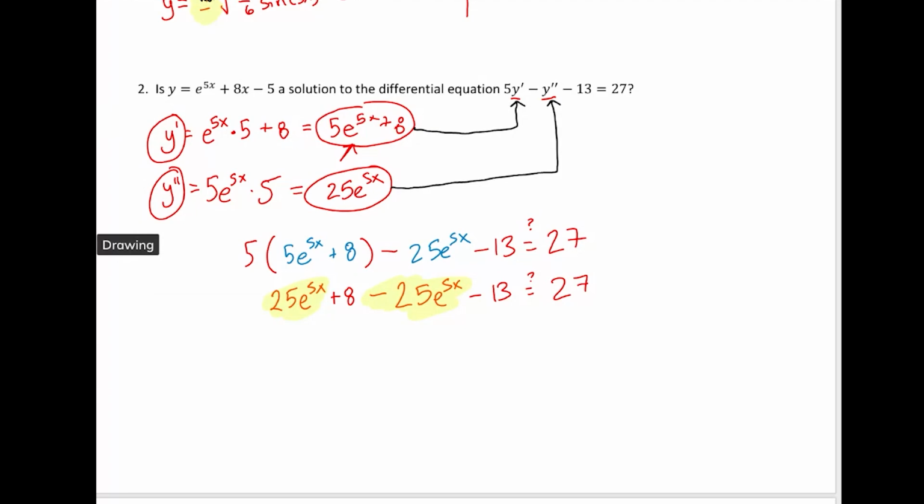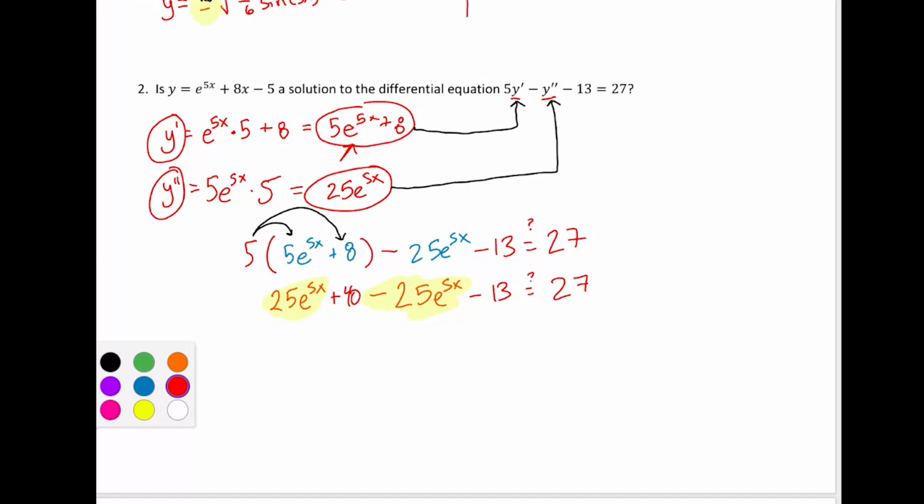Oh, wait a minute. Hold up. Mr. Schuler, you made a little mistake here, but it's not too grave of an error. I mean, it is an error that'll get my answer wrong, but it's going to be an easy error to fix. When I distribute this, 5 times 8 is actually going to be 40. So let's fix that.